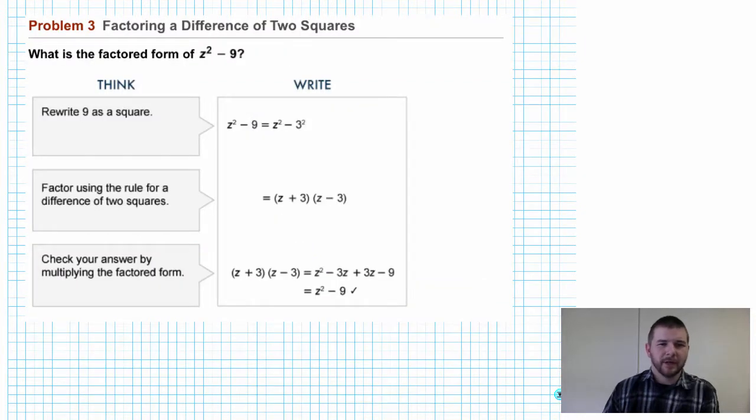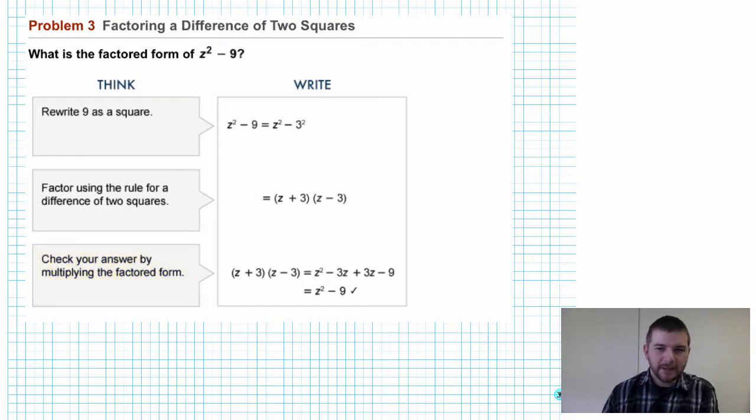Example problem 3, factoring a difference of two squares. What is the factored form of z squared minus 9? Here's what you should think. Rewrite 9 as a square. Z squared minus 9 equals z squared minus 3 squared. Factor using the rule for difference of two squares. Simple enough. Check your answer by multiplying the factored form, and we would check with a quick FOIL.